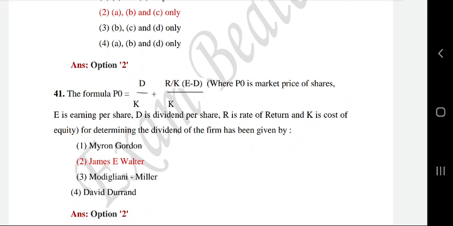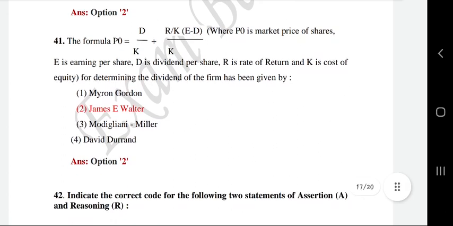The market price of shares is equal to D by K plus R by K into E minus D, divided by K. Here P0 is the market price of the share, E is earnings per share, D is dividend per share, R is the rate of return, and K is the cost of equity. For determining the dividend of the firm, this formula has been given by James E. Walter. Option 2 is the answer.